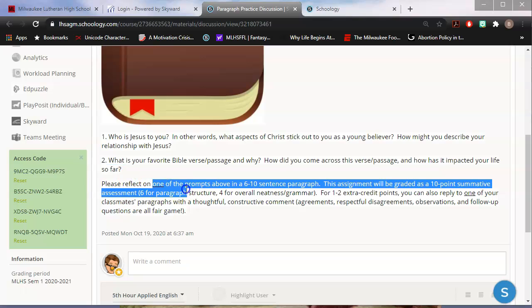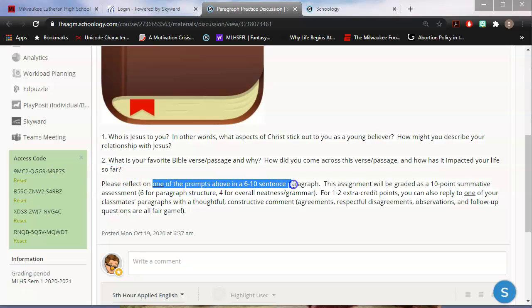Again, please reflect on just one of those 2 prompts above in a 6 to 10 sentence paragraph. So in order to get that length, 6 to 10 sentences, you will need the 4 parts of a paragraph: a topic sentence, some evidence, 2 pieces, which basically guarantees that you'll get length on this one, commentary for each piece of evidence, and then a summary sentence.